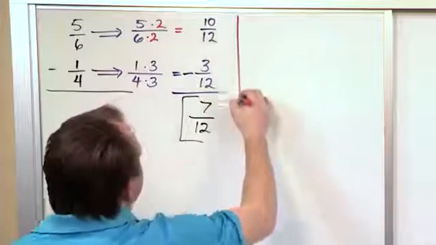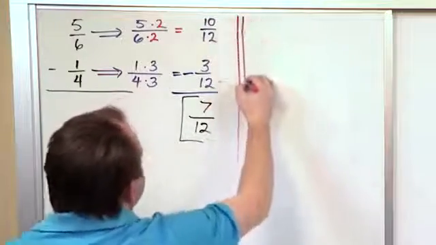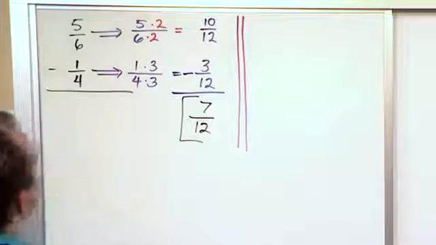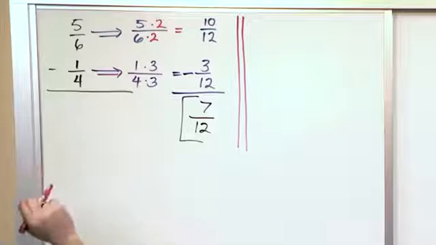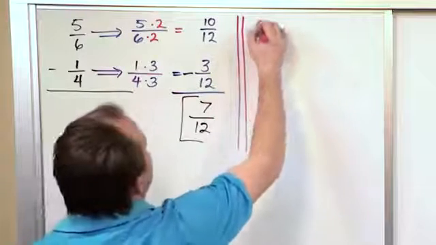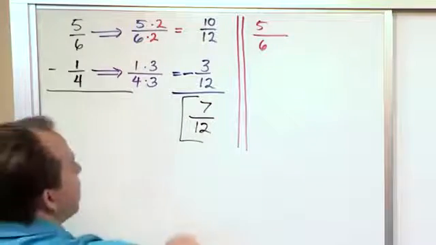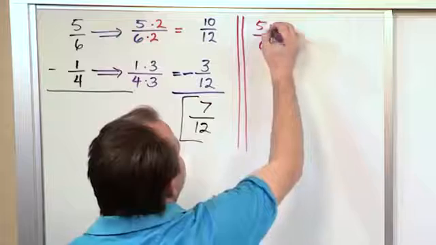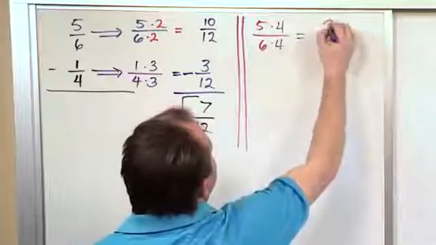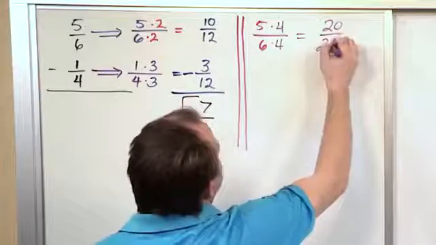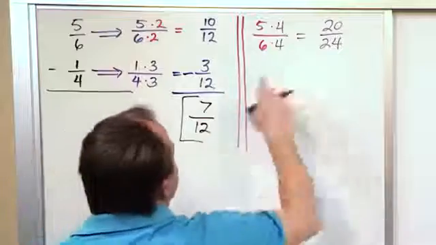So let me draw a double line here to separate it. I want to show you, what if I wanted to pick 24 as a common denominator? Well, I have 5/6, right? And I want to transform it. I'm going to multiply this by 4 and this times 4, because I know that this will be 20 and on the bottom this will be 24. All right? 6 times 4 is 24.